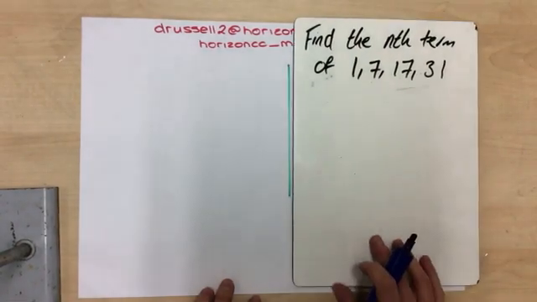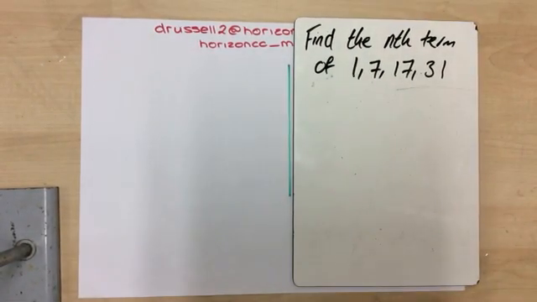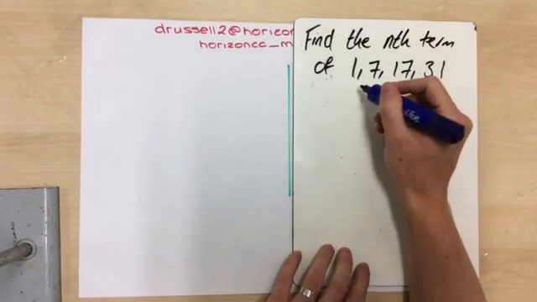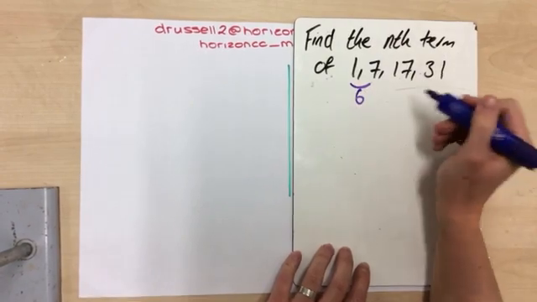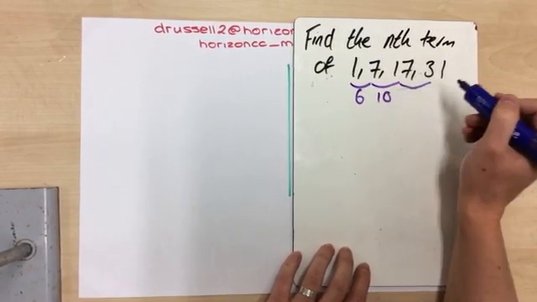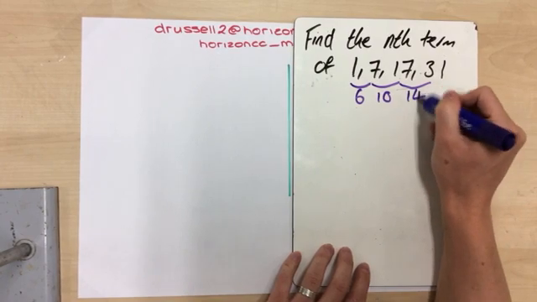Thank you. So now then, we're going to find the nth term of this sequence. Like I do for every single nth term, I'm going to find the difference between each one. The difference between 1 and 7 is 6, between 7 and 17 is 10, and between 17 and 31 is 14.